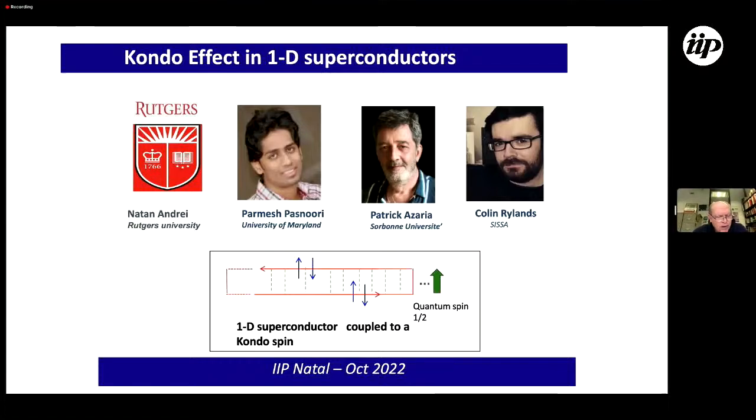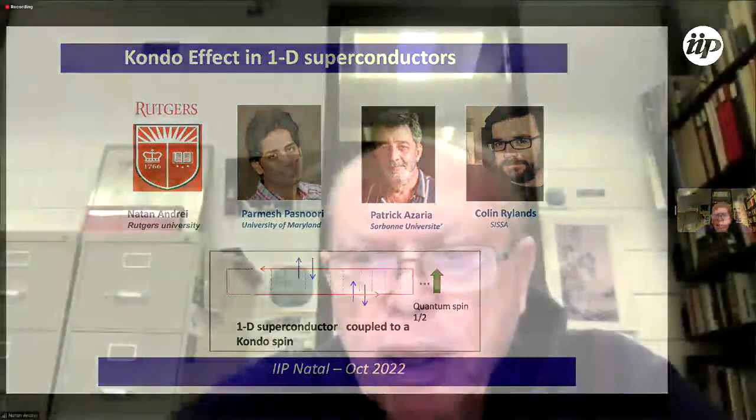Thank you, Dimitri, for the invitation and for the nice introduction. It's a pleasure to give a talk in Brazil, not as much as visiting, but it's still very nice. So I'll be talking about the Kondo effect in a one-dimensional superconductor, a work which I've done with three collaborators. Patrick Azaria is a professor in Paris. Colin and Parmesh are students of mine. Both of them have graduated.